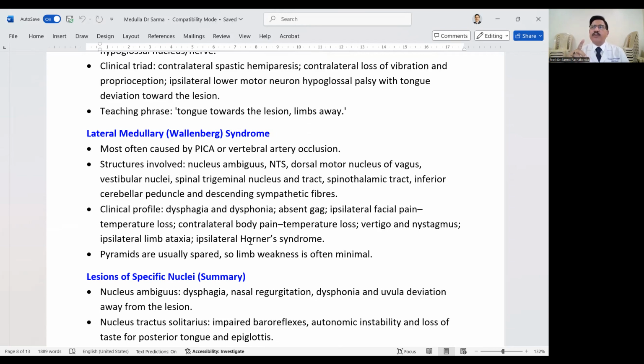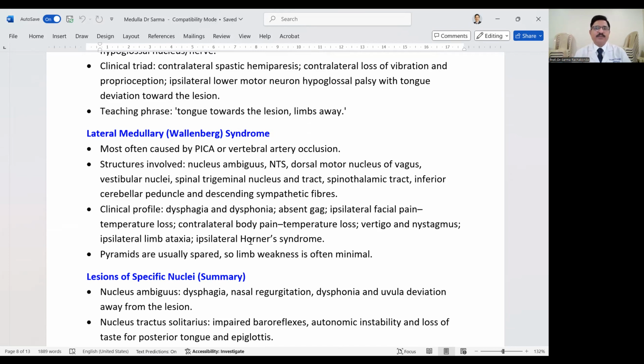Whereas in medial medullary syndrome, spastic hemiplegia will be there, coupled with loss of posterior column sensations on the opposite side and hypoglossal nerve involvement on the same side. Did you understand? This definitely you will be asked. You cannot escape knowing medial medullary syndrome and lateral medullary syndrome. You cannot escape from the examiner.